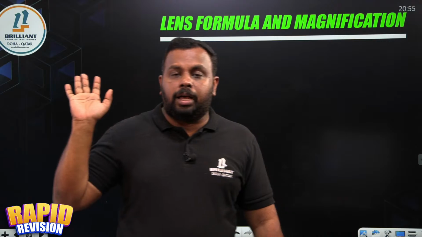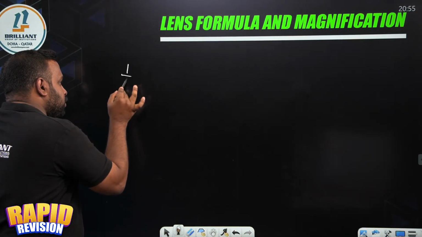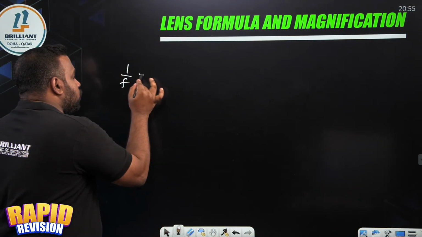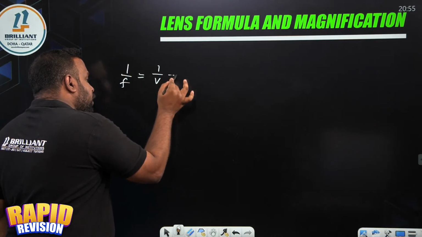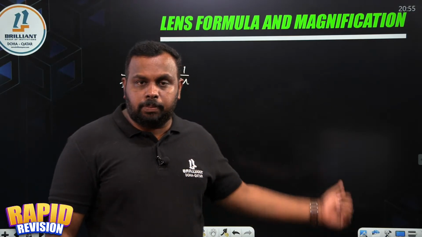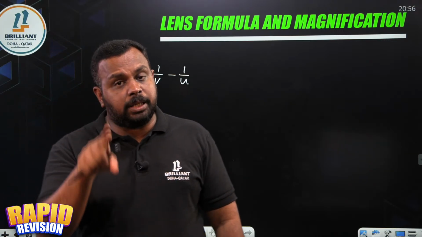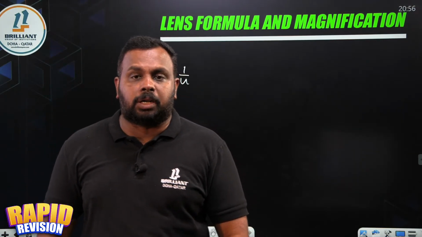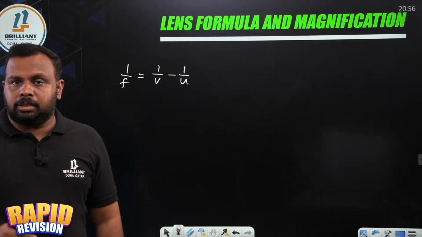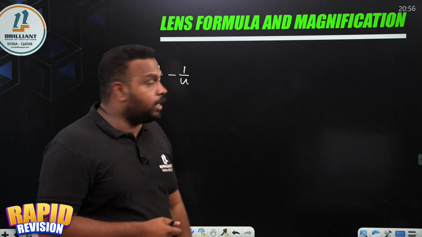Next, the lens formula and magnification. You know the lens formula. It's a formula relating U, V and F. 1 by F is equal to 1 by V minus 1 by U. While writing this formula, please go through the image formation part of all the optical devices like lens and mirror. Some questions may ask you to draw the ray diagram, so practice some ray diagrams.